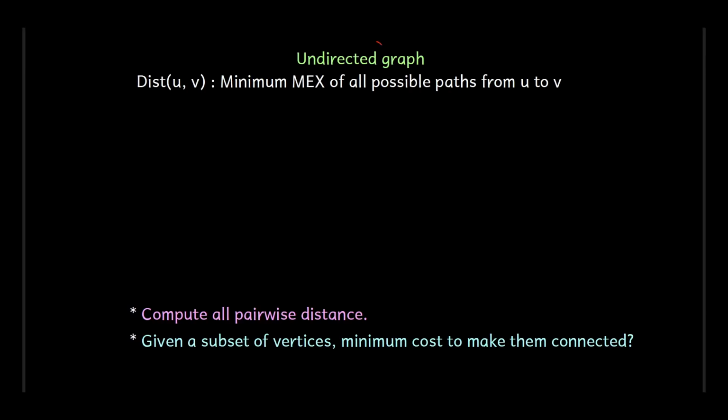You are given an undirected graph that might or might not be connected. So it might have several connected components like so. This is one connected component. This is another connected component. This is the third connected component, and so on.